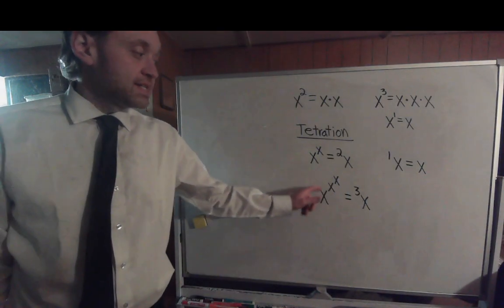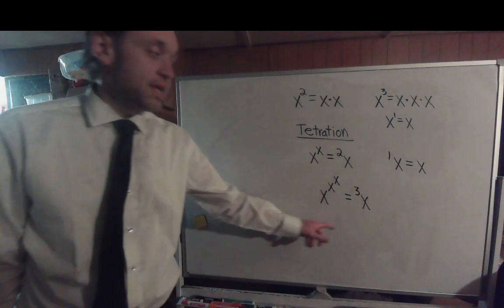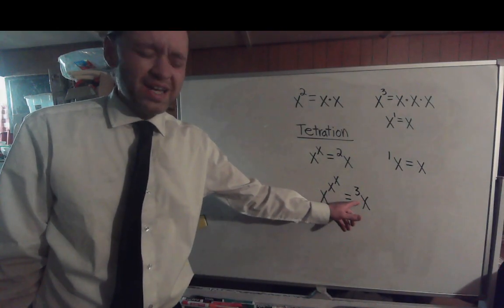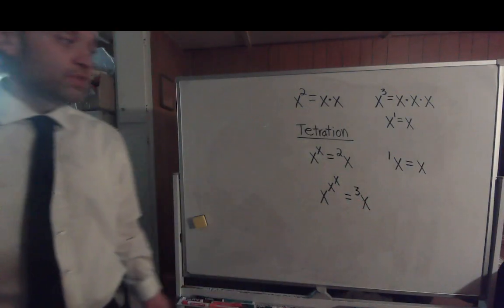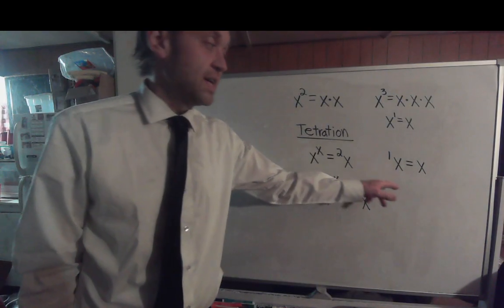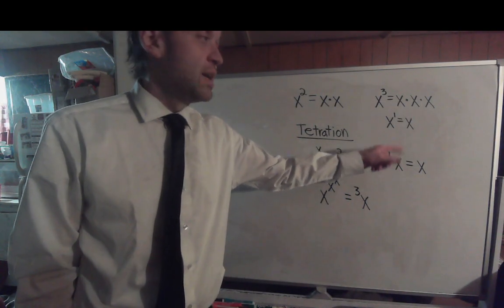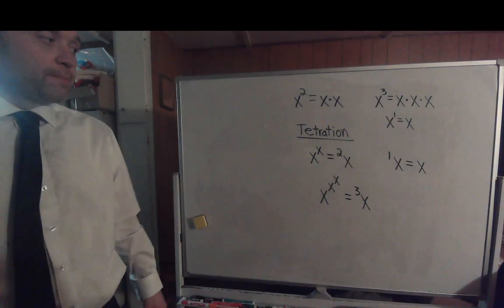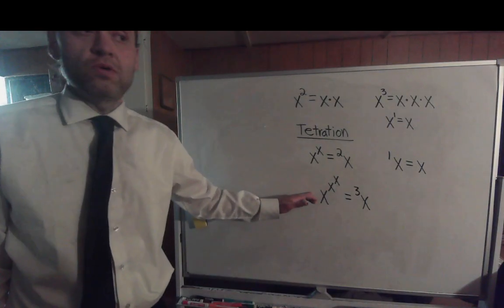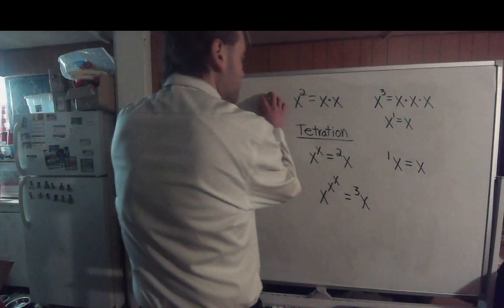Now if I had x to the x to the x, I'm taking x to itself 3 times. So that would be the third tetration of x, or x tetration 3. Now if I have x tetration 1, or the first tetration of x, that's just x. So the first tetration would look just like x to the first power. So basically a tetration turns into a power tower. That's how it works. So let's do a few examples of a tetration.